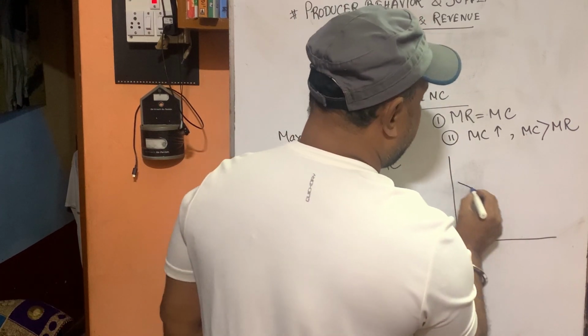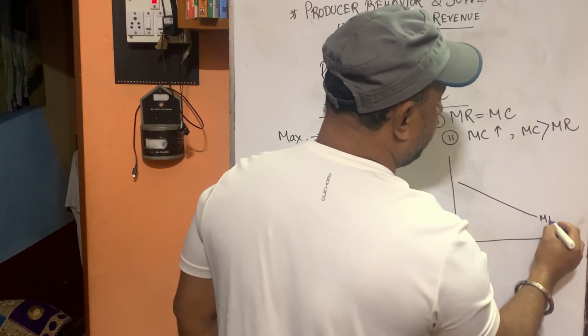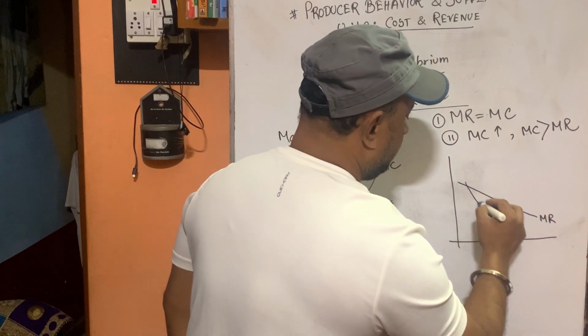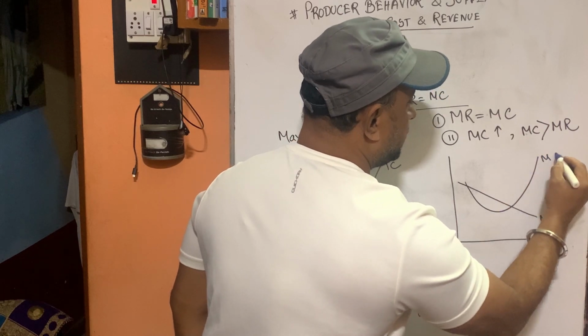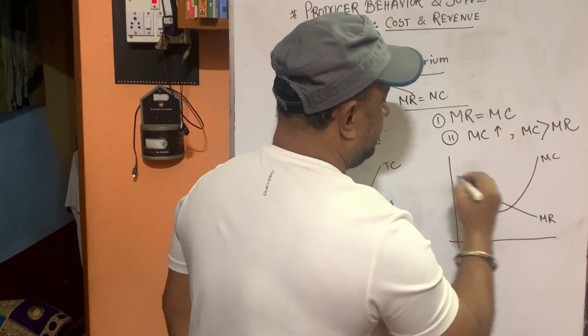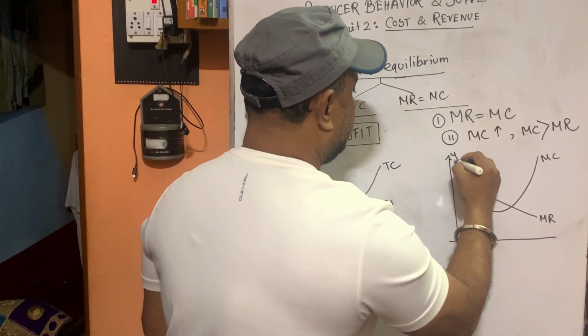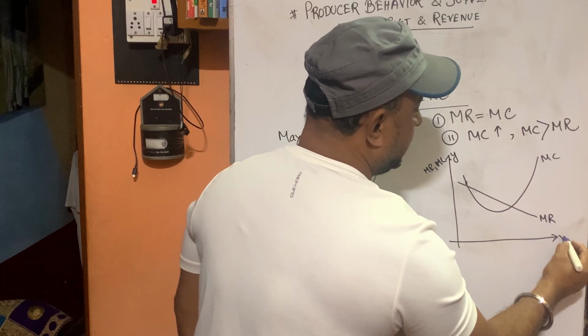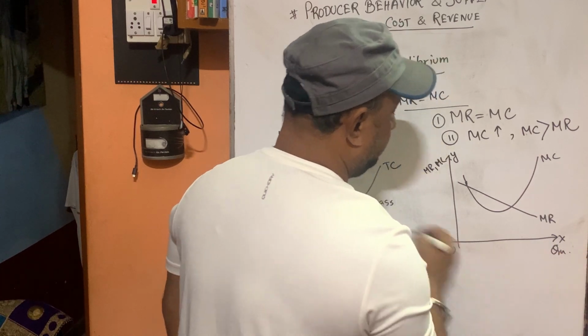this is our MR curve. The MR curve is generally downward sloping, and can be negative, but we are not showing the negative part here. And this is our marginal cost curve. Here we are measuring MR and MC, and here we are measuring quantity of production.